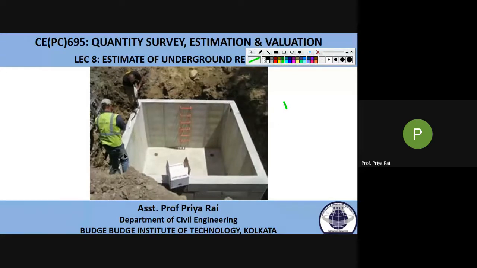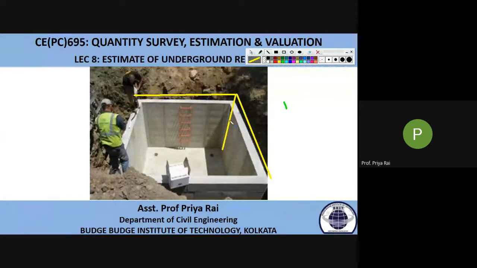So for doing earthwork in excavation, we should calculate the volume of this earthwork, or the volume of this trench that has to be excavated. For that, what we need is, if we know this length, this breadth, and the depth, can we calculate the volume of this earthwork? We have to know the length of excavation, the breadth of excavation, then the depth of excavation.